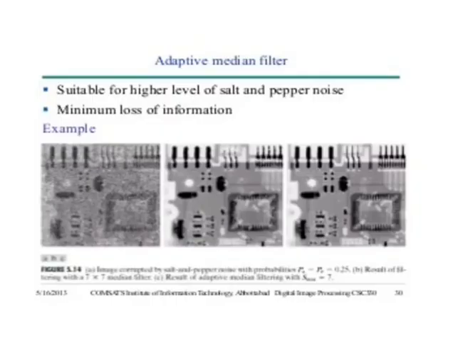Next type is periodic noise reduction by frequency domain filtering. Periodic noise can be reduced significantly via frequency domain filtering. For this, we use a notch reject filter with an appropriate radius to completely enclose the noise spikes in the Fourier domain. The notch filter rejects frequencies in predefined neighborhoods around a center frequency. First one is the band reject filter.